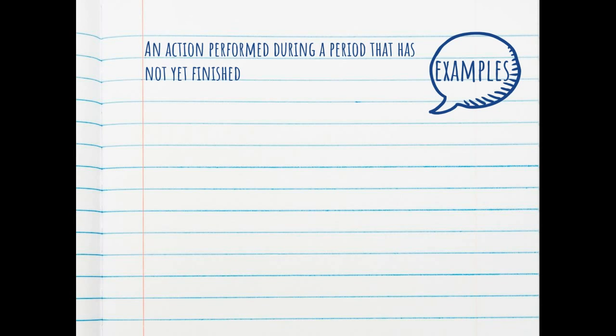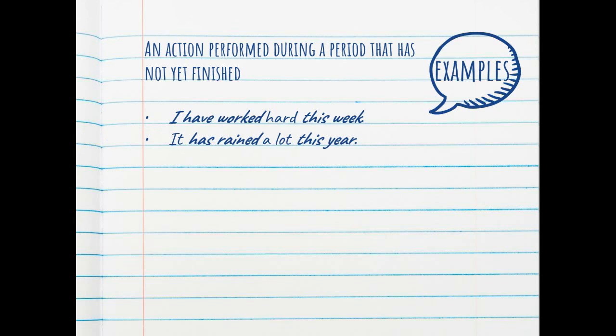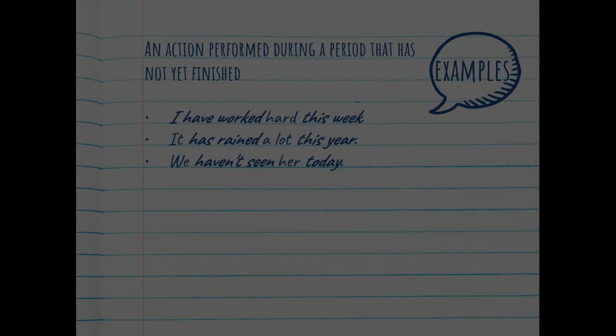Next we have an action performed during a period that has not yet finished. We have, I have worked hard this week. It is an event that's still occurring, an unfinished period of time. Okay? Then we have, it has rained a lot this year. The year hasn't finished, and this action has happened in an unfinished time frame. We haven't seen her today. Again, an action performed somewhere in an unfinished period of time.